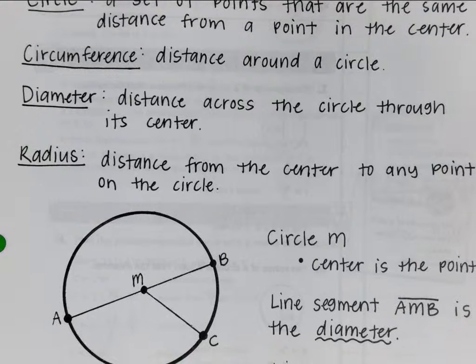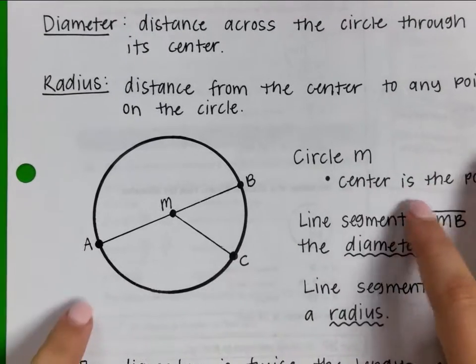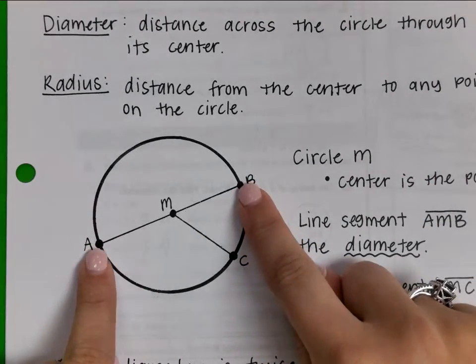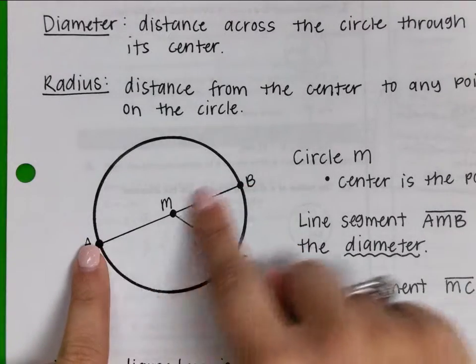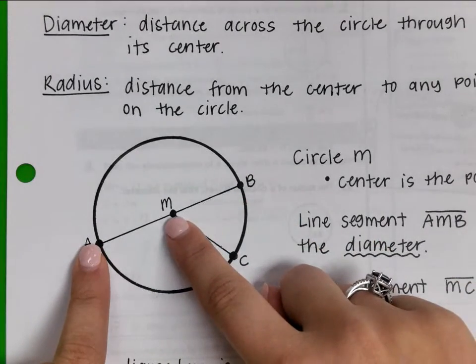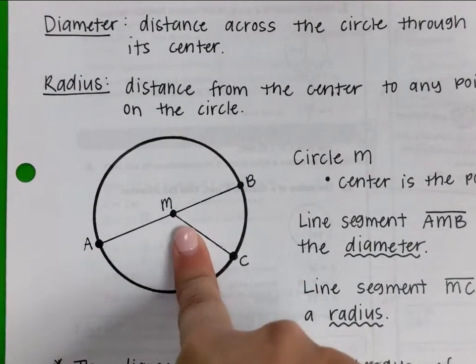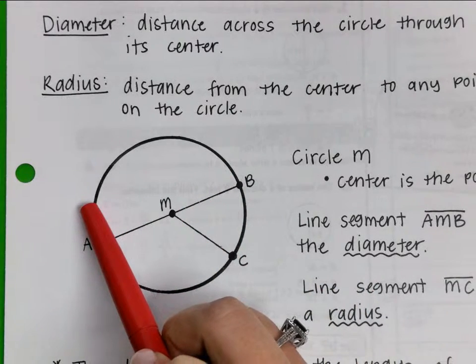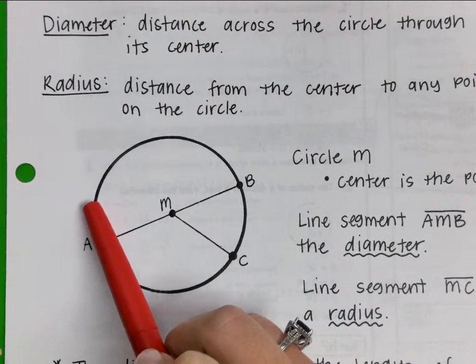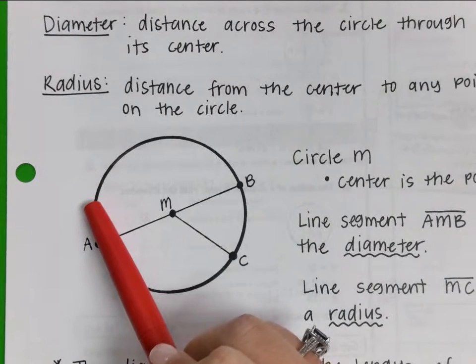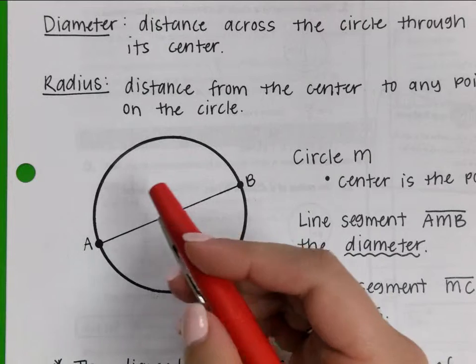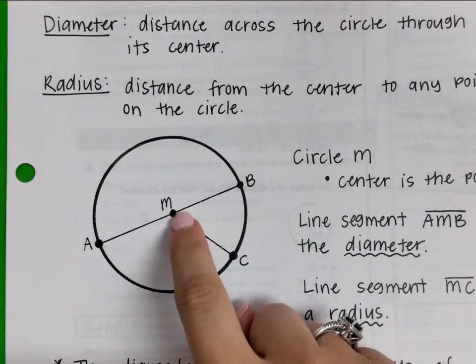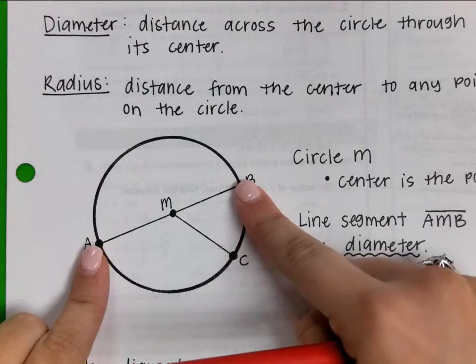The diameter, that is your distance across the circle, or across the circle through its center. So this line segment, AMB, that is your diameter because it's going through the whole entire circle and it's passing through the center. Okay. What if I draw a line right here? Would that be a diameter? No. Why not? Because it's not cutting it in half. Okay, it's not passing through the center, right? So your diameter has to go through the dead center of that circle, and it has to go from one end to the other. Okay.